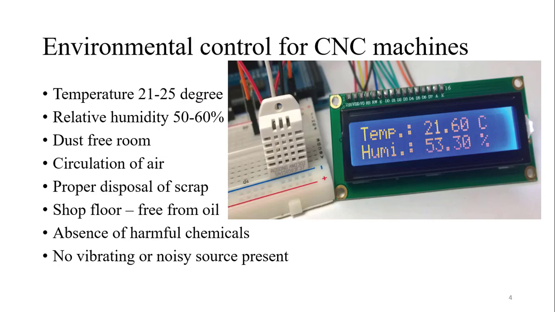The temperature ranges from 21 to 25 degrees, like the human comfort zone. That's why CNC machines are to be used at 21 to 25 degrees. Then the relative humidity. Humidity is the amount of moisture in the air, and it should not go beyond the limit, like 50 to 60%. The room should be dust free, so that the contacts do not break or have dust in between them. And there should be circulation of air, so the heated or humid air is not entrapped.